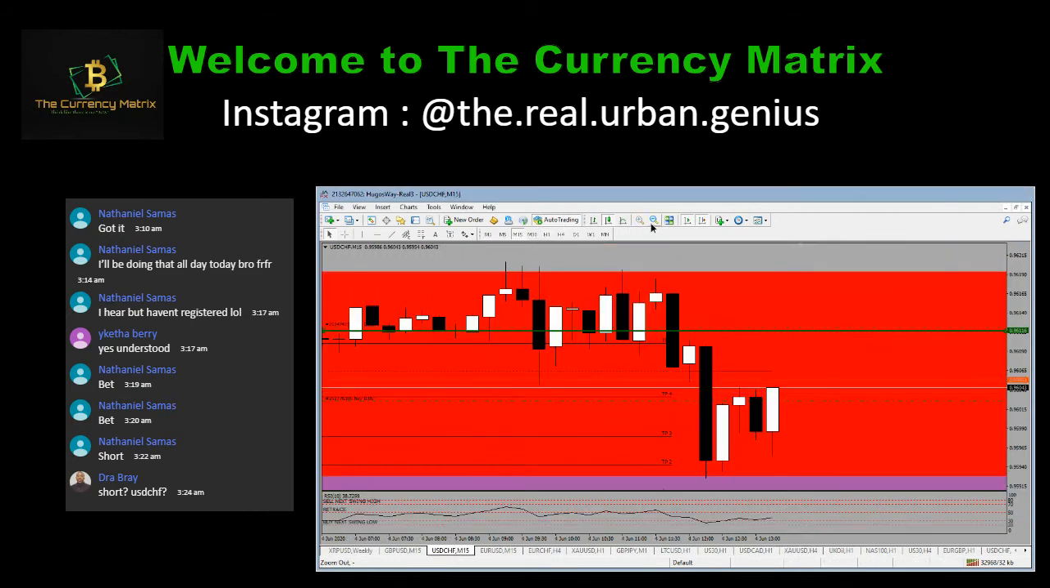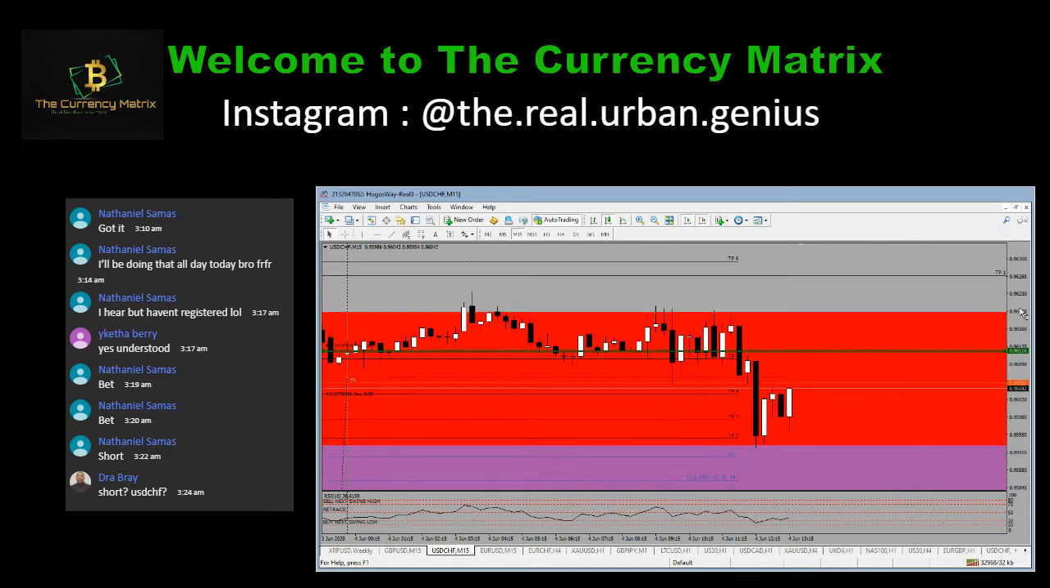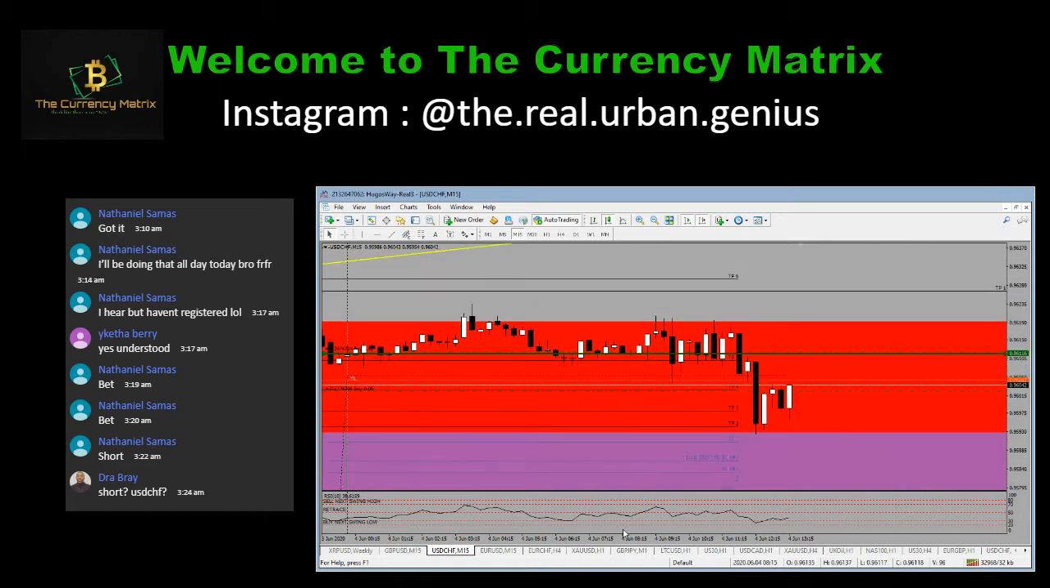I'm long on USD CHF. I just went long for 50 pips. It may fall during New York session, but for right now, just this moment in this London session, this London session is actually winding down. We'll be rolling over into the New York session in a moment.